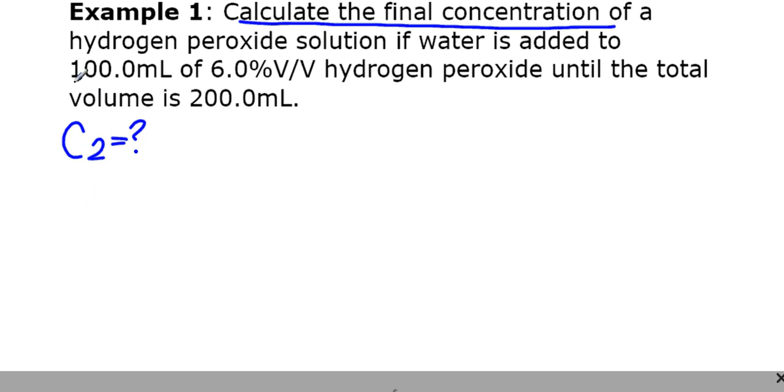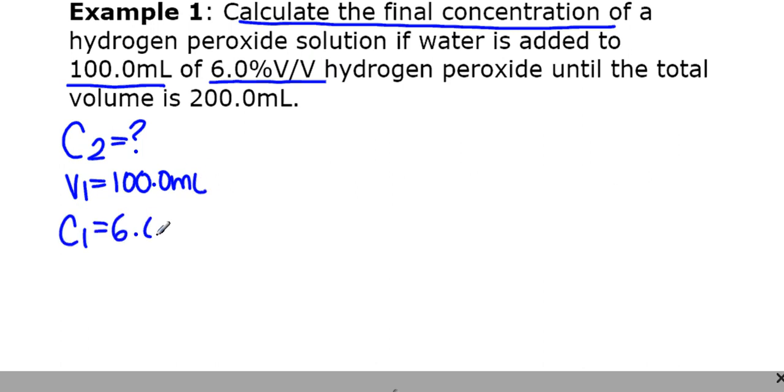What do we start with? We have 100 milliliters at 6% volume. So our starting volume is 100, and our starting concentration is 6% volume. Since this concentration is in percent volume, our second concentration will also be in the same units. Lastly, our final volume, or the total volume, is going to be increased to 200 milliliters. So we're diluting this 100 milliliters up to a total volume of 200.